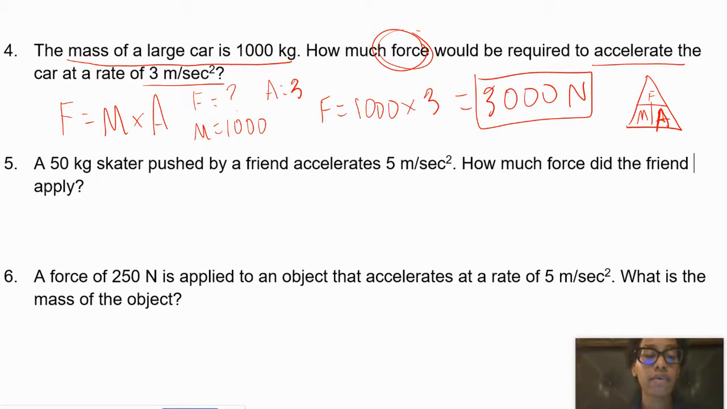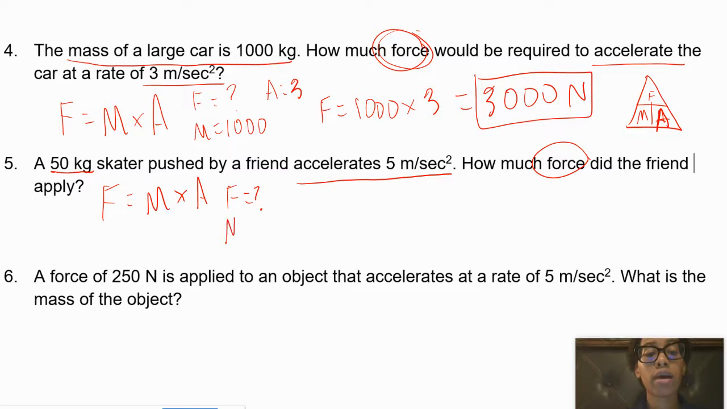For number 5, a 50 kilogram skater, 50 kilogram is a mass, pushed by a friend accelerates at 5 meters per second squared. How much force did the friend apply? Well, I'm solving for force, so F equals M times A. Here go my variables. Force, I do not know. I know that my friend had a mass of 50 kilograms, of the skater actually, and then he or she accelerated at 5 meters per second squared.